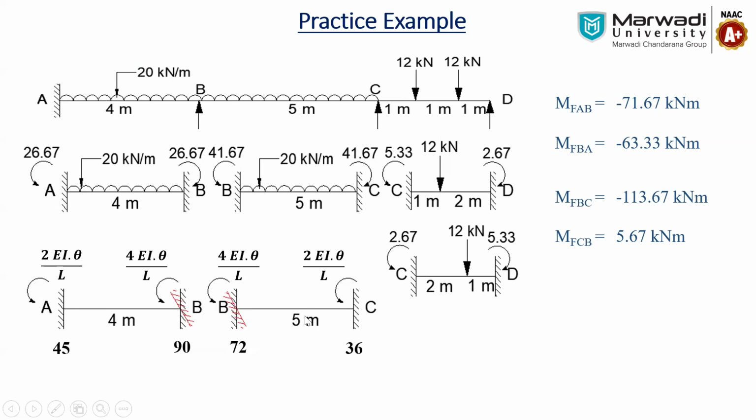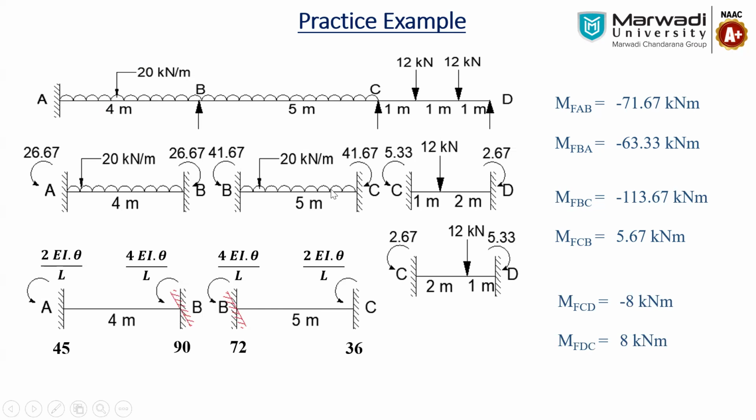Moment at CD, there is no effect of the support rotation in the CD span. So we only have to consider the effect of the loading. We have to do the addition of this. So 5.33 plus 2.67, both are anti-clockwise. That gives a minus 8, and the last is an 8. So this is the final fixed end moment.